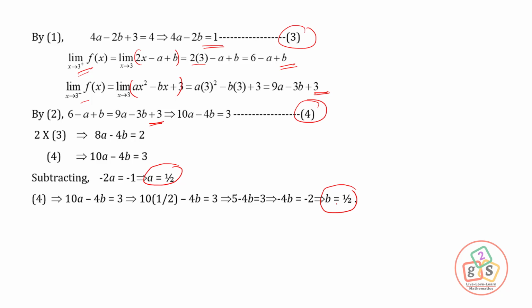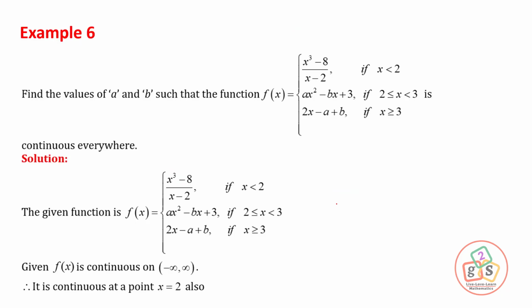Now we move to the next problem, problem number 6. This problem is also similar to the previous problem. Find the values of a and b such that the function f of x is continuous everywhere. Here also the function is split into three pieces.